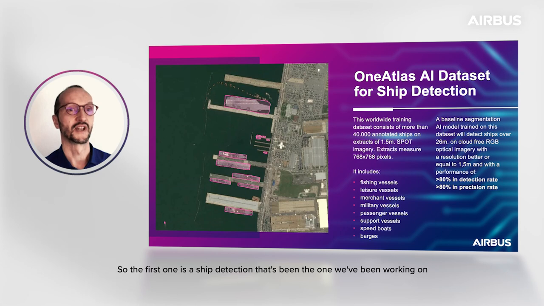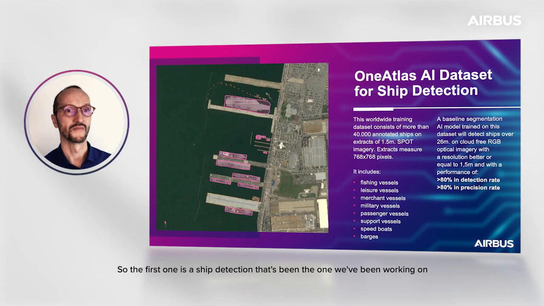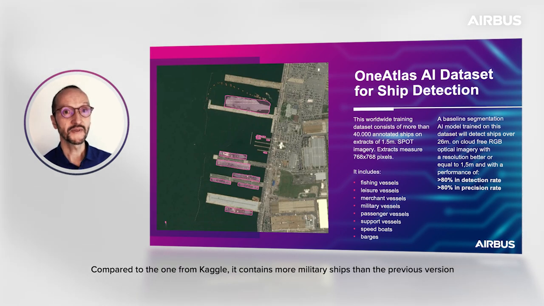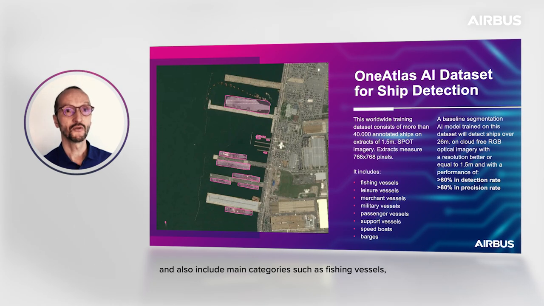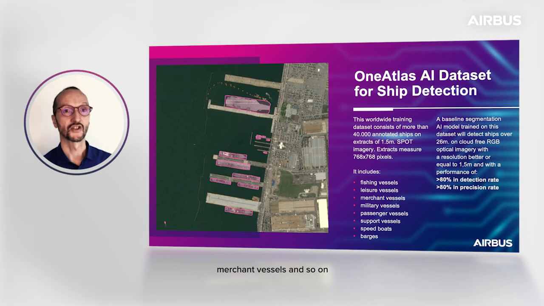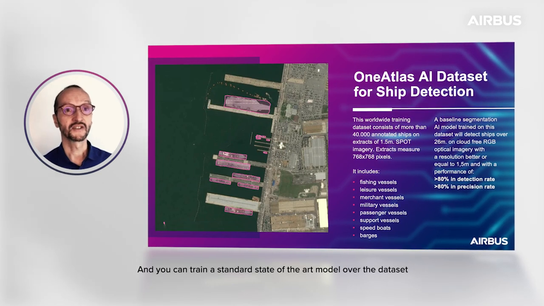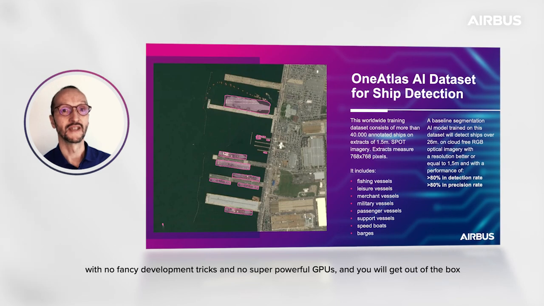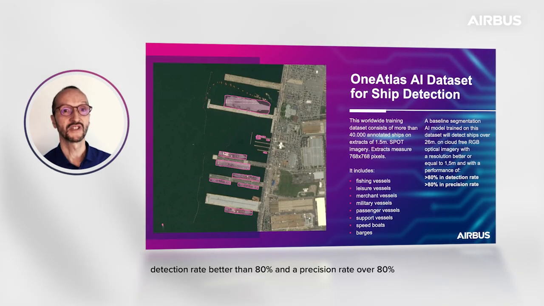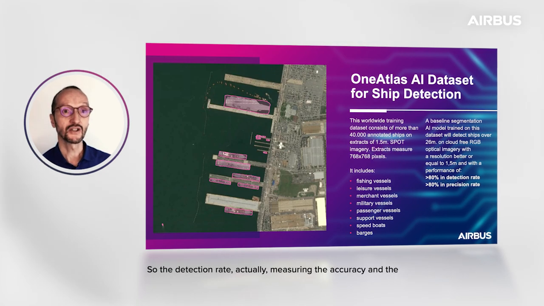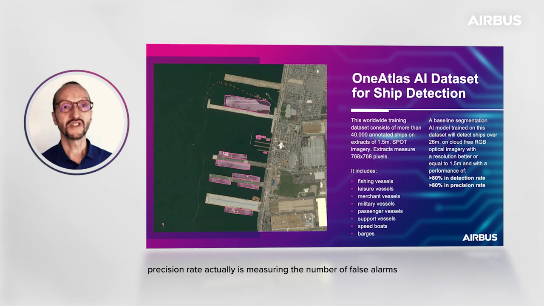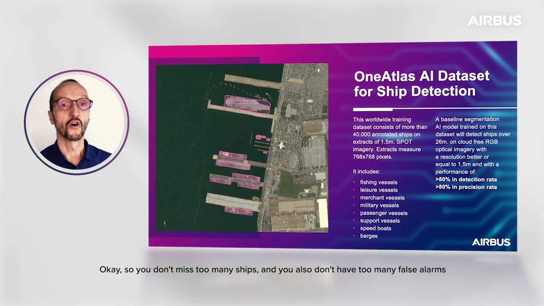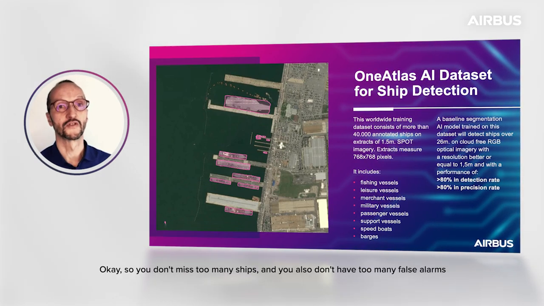So the first one is ship detection. That's the one we've been working on for a long time, and it's a new version compared to the one on Kaggle. It contains more military ships than the previous version, and also includes main categories such as fishing vessels, merchant vessels, and so on. You can train a standard state-of-the-art model over the data set with no fancy development tricks and no super powerful GPUs, and you will get out of the box a detection rate better than 80% and a precision rate over 80%. The detection rate measures how many ships you find, and the precision rate measures the number of false alarms. So that is a pretty good model. You don't miss too many ships, and you also don't raise too many false alarms.